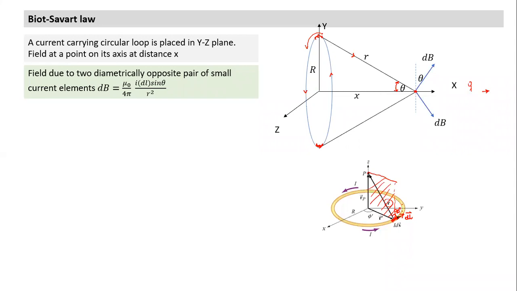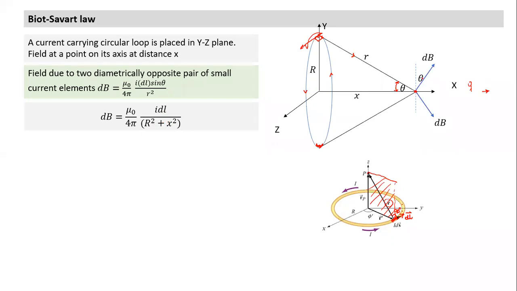So this would be something like a dl vector. If I draw the tangent to this, the angle between them will be 90 degrees, so sine theta will be 1, and r square will be the distance. If r is the radius of the circle and x is the distance of the point where the field is to be calculated, the square of the distance is r square plus x square. So it's a simple substitution. Field is equal to mu naught by 4 pi I into dl divided by r square plus x square.